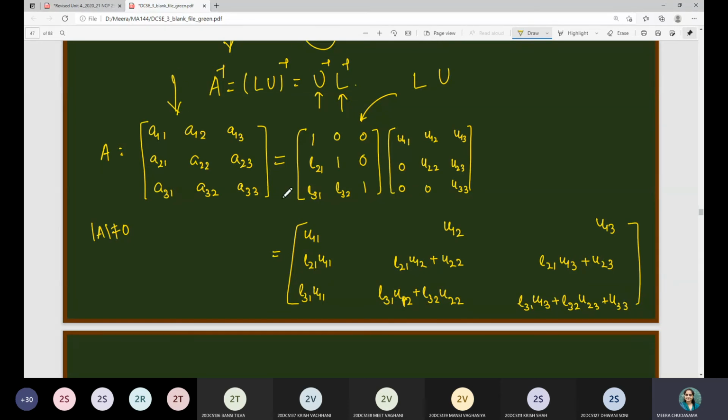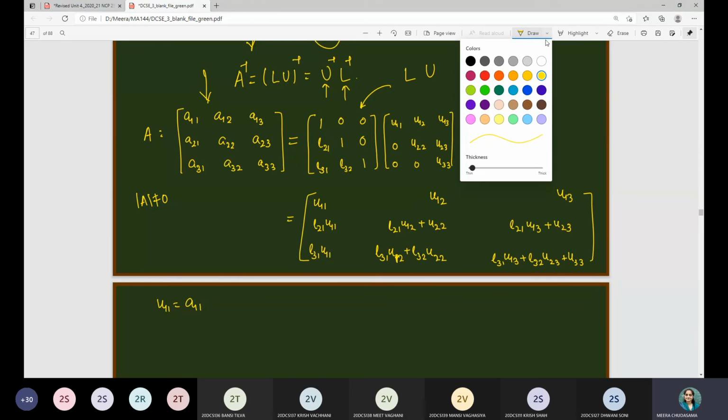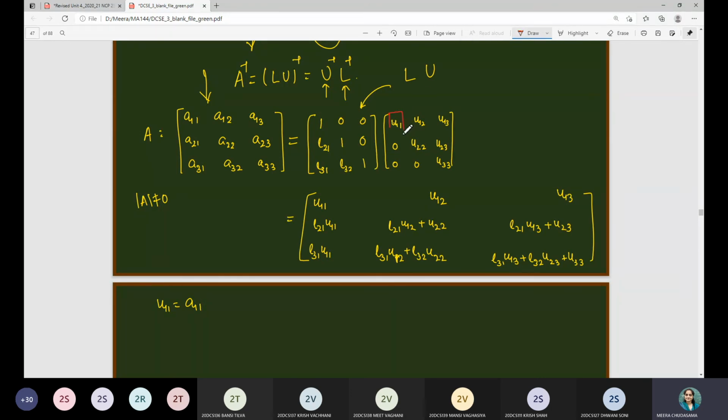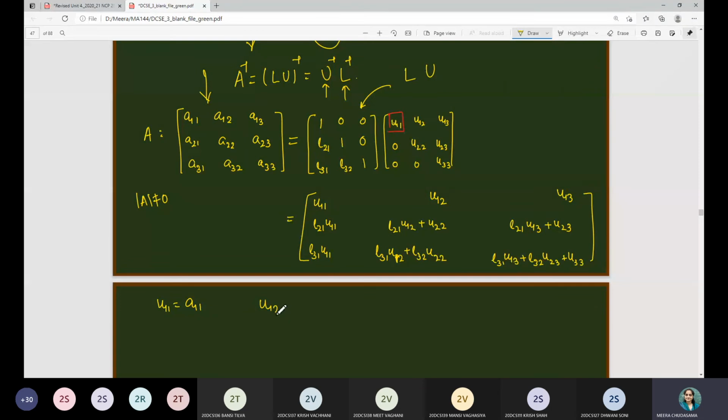Since this is the given matrix, all these 9 entries Aij are known to you, right? And both of these matrices are the same, meaning they are the same in order as well as element-wise. So from this, by directly comparing, I can say U11 will be A11. Then from the second element comparison, we will have U12 as A12 and U13 as A13 directly, because they are the same; this is also found, this is also found.